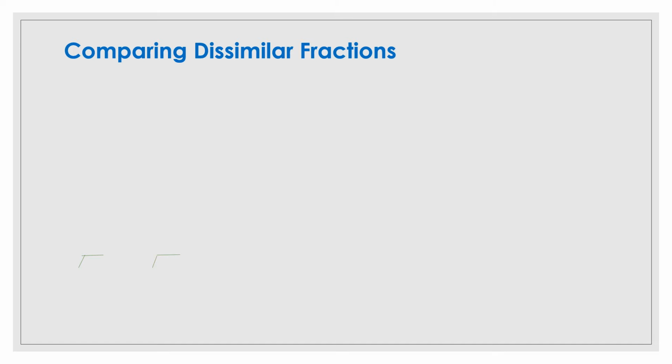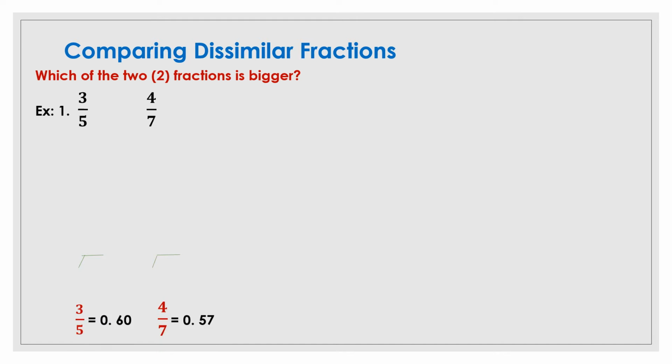So, paano natin masasabi na ang isang fraction ay malaki over the other fraction? So, halimbawa, we have 3/5 at saka 4/7. So, alin dito ang mas malaki kaysa sa isa? So, ang isang paraan ay yung pag-convert natin sa decimal nito.